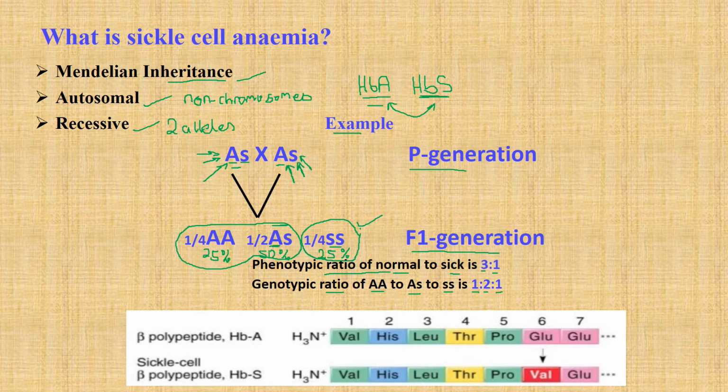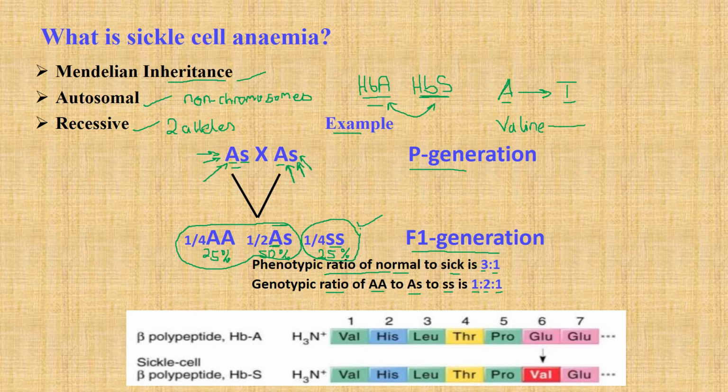So what happens is a point mutation. A point mutation is a mutation that affects just a single nucleotide. It is a point mutation that transfers the base adenine to thymine. So this mutation usually transfers adenine to thymine. This results in valine being substituted for glutamic acid.